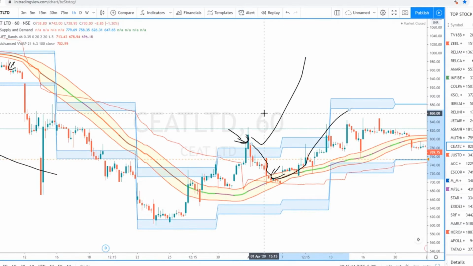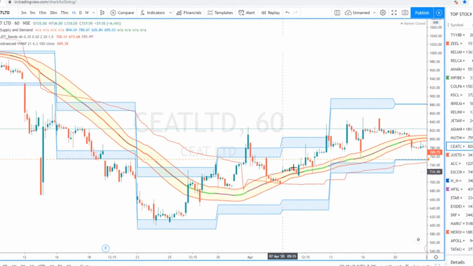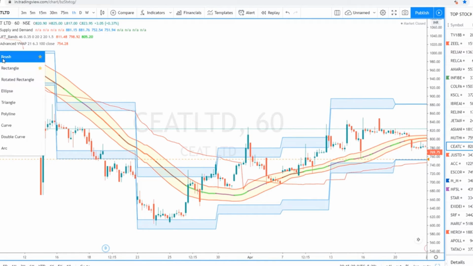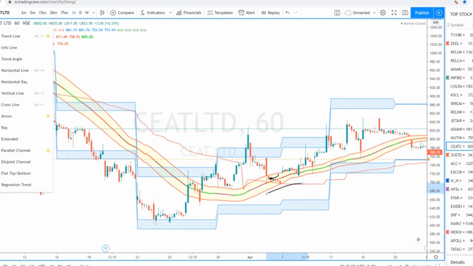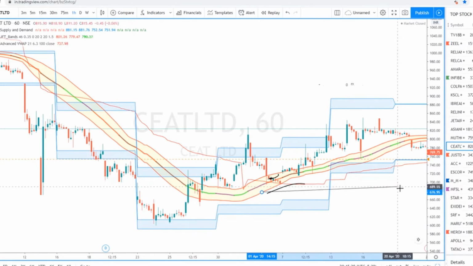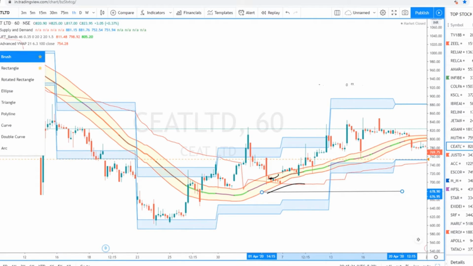So let's consider the first as stop loss hit. Okay, and you have to enter exactly near the zones. Here you have to enter and put the stop loss below the zone somewhere around here, and look at it.